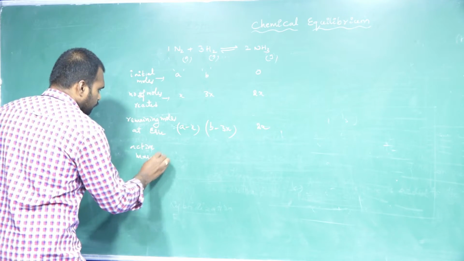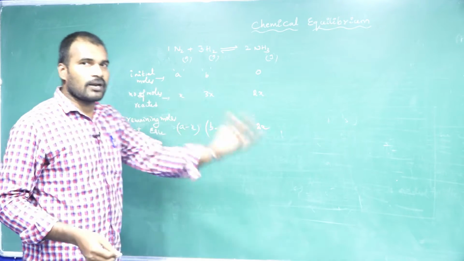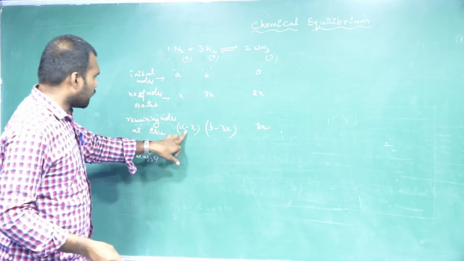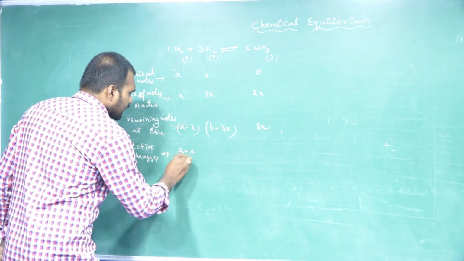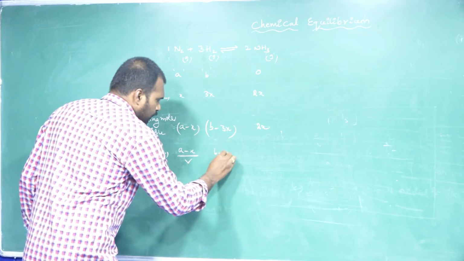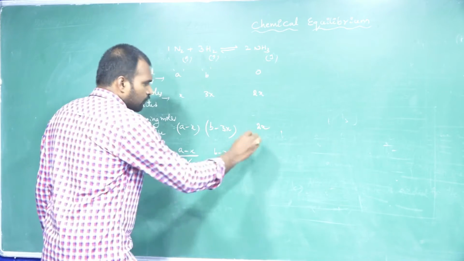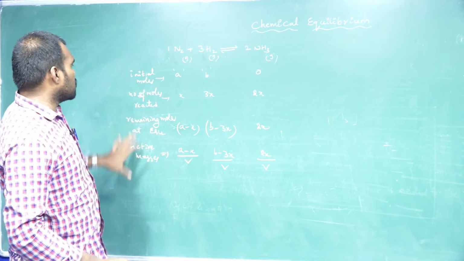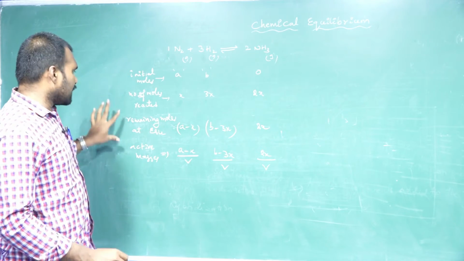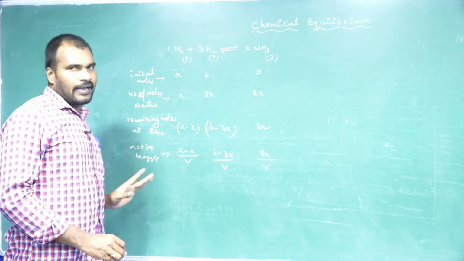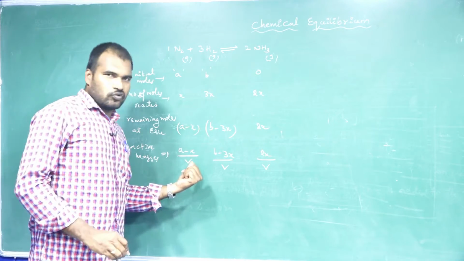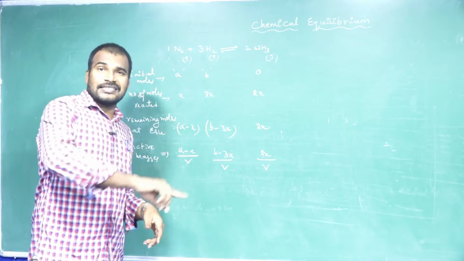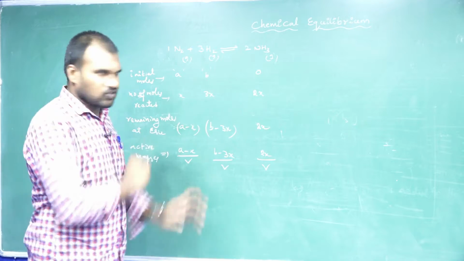Active masses. What is the formula for active masses? Number of moles divided by volume. What is the number of moles here? A minus x by V, and this is B minus 3x by V, and this is 2x by V. So now we know the initial moles, number of moles reacted, remaining moles at equilibrium, and active masses. Now, by using these active masses, let us recalculate the Kc and Kp as before.